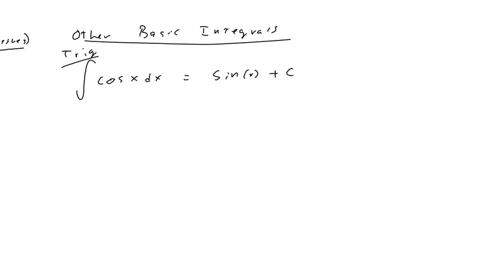So the derivative of sine is cosine, right? So when we go backwards, the integral of cosine becomes sine. You're doing an antiderivative. Same thing with the integral of sine of x, everybody. What equation gives me a derivative of sine?